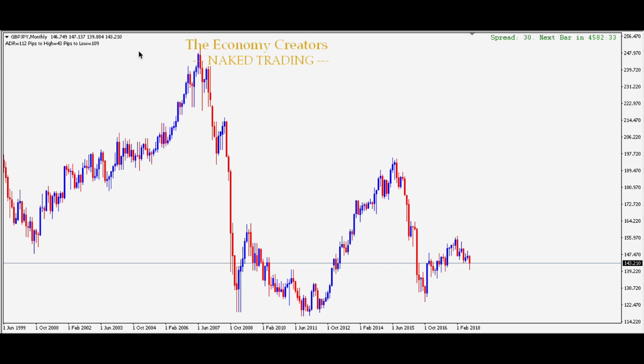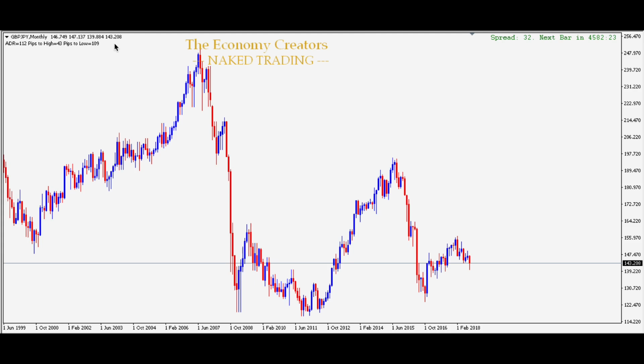So when I first start with any pair, I always start with the monthly and work my way down to the hour, the 15-minute, or the 5-minute, but definitely from the monthly down to the hour time frame chart. That way you get to see the bigger picture of what price is trying to do on the larger time frame, and you use the small time frame to make up the small movements that are going to create the completion of whatever you see on the monthly.